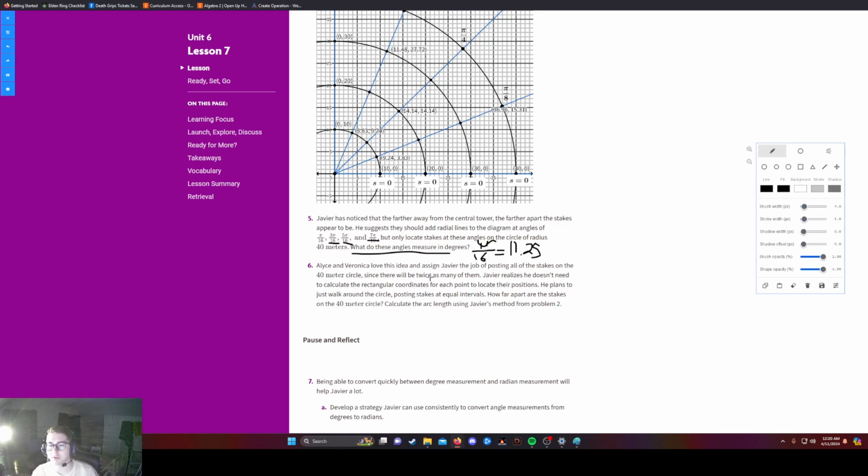So Alice and Veronica love this idea of assigning him the job of posting all the stakes in the circle, since there will be twice as many of them. I guess they gave us that hint if we read ahead. He doesn't need to calculate the rectangular coordinates. He plans to just walk around the circle, which makes sense.